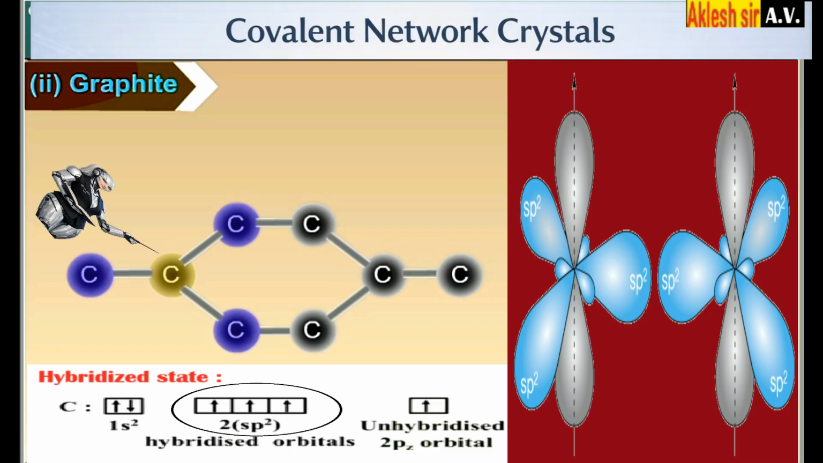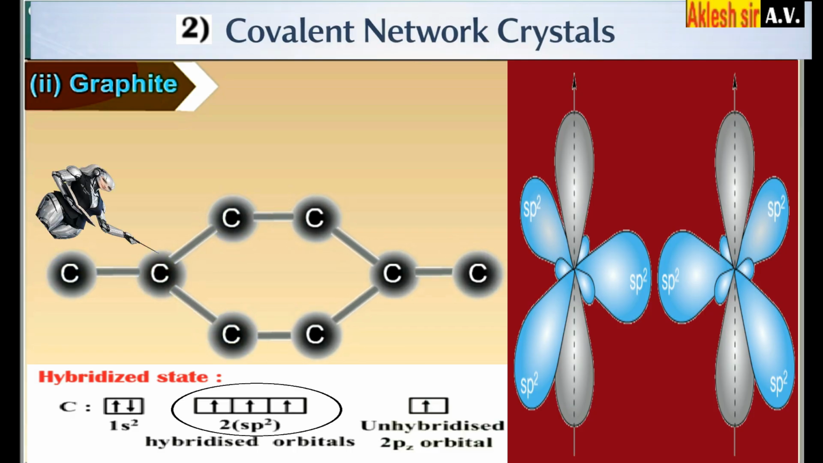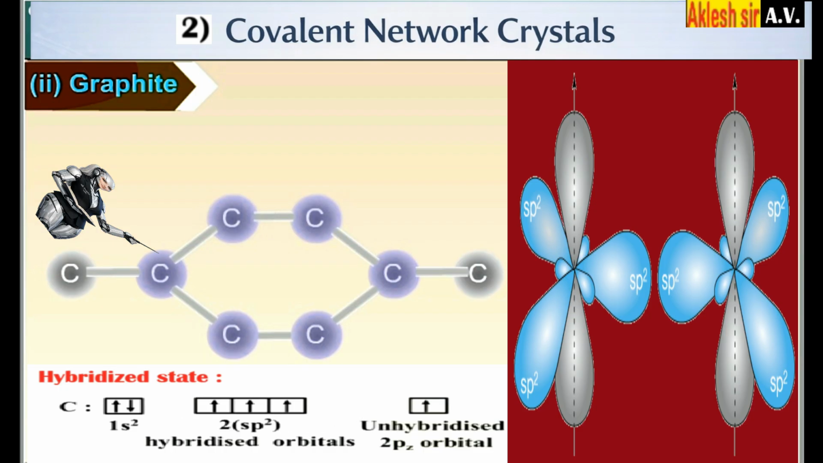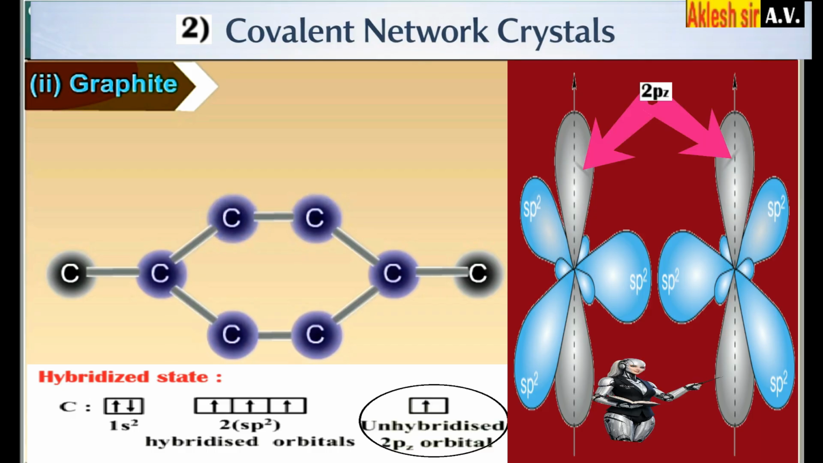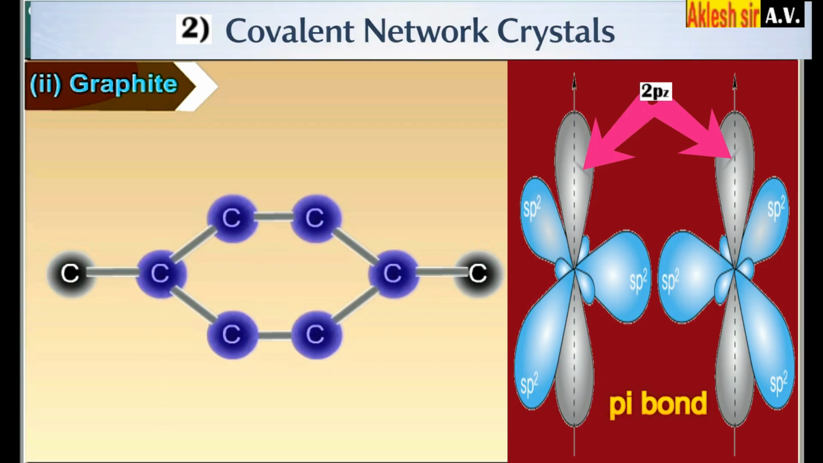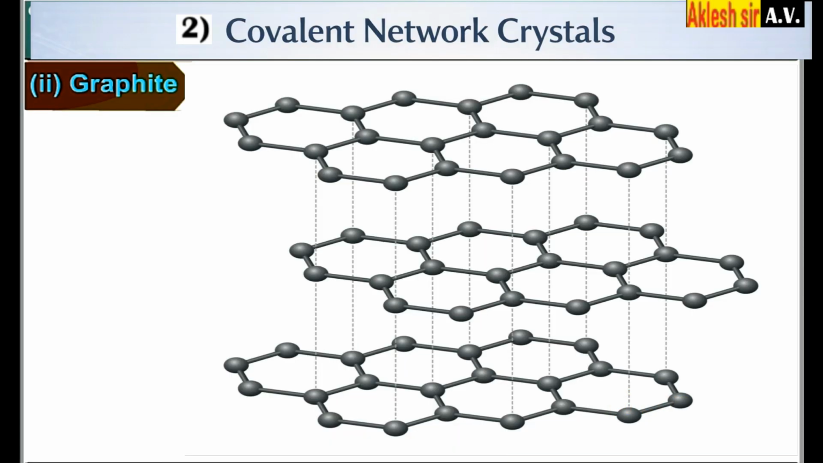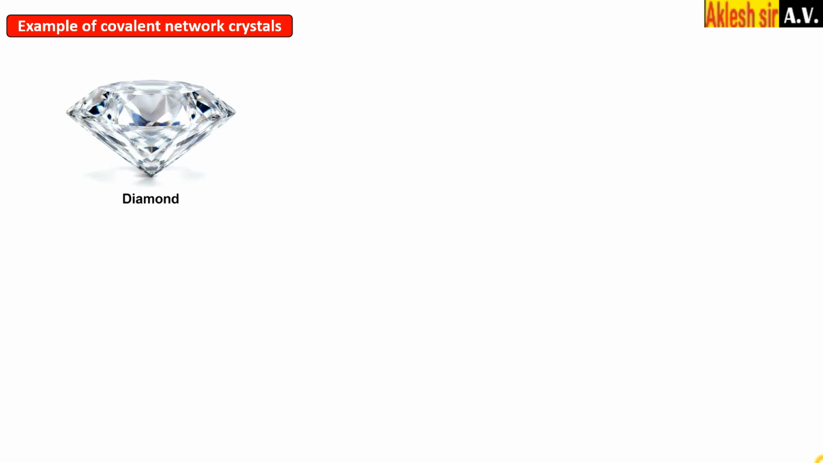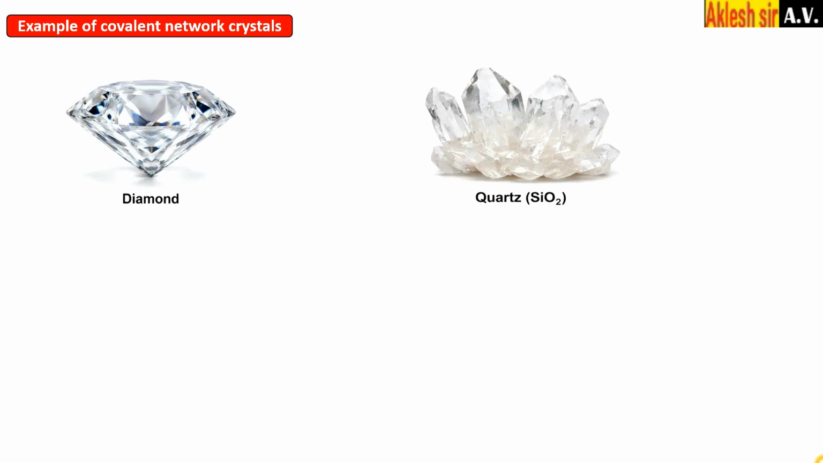Each carbon atom is covalently bonded to 3 other sp2 hybridized carbon atoms and forms interlinked 6-membered rings of carbon atoms. The remaining half-filled unhybridized 2pz orbital is used for pi bonding, so that layers of carbon atoms form graphite. Examples of covalent network crystals: diamond, quartz SiO2, boron nitride, carborundum.